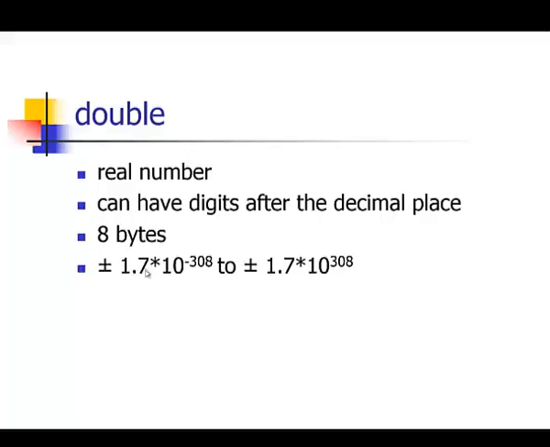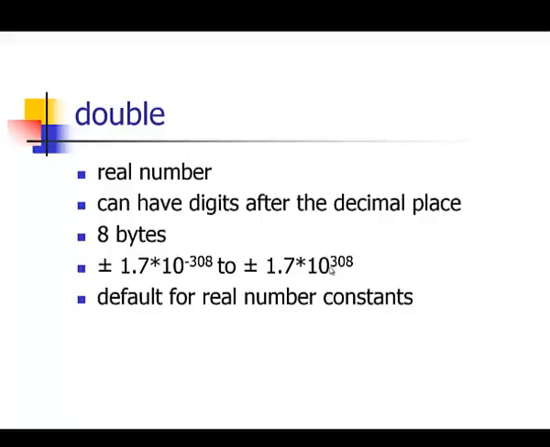So really small to really large. The range on a double is very large, and that gives us a lot of flexibility to the numbers that we want to use. This is a default for the real number constant. So when we use a numeric constant that has a decimal place in it, it is considered of type double.